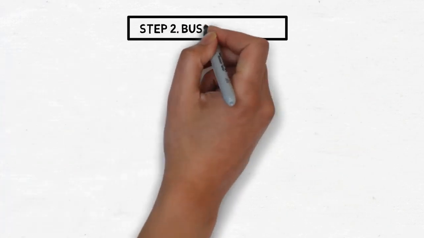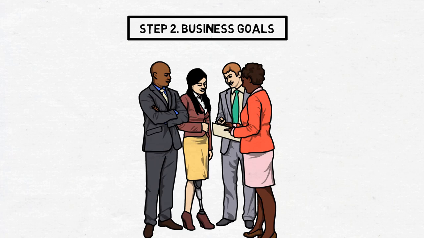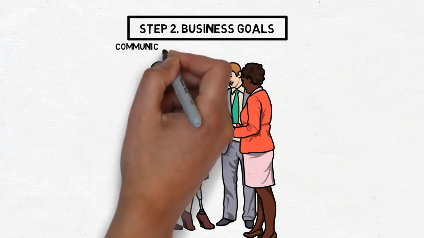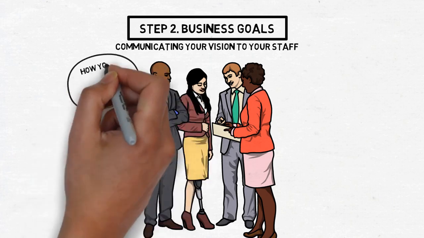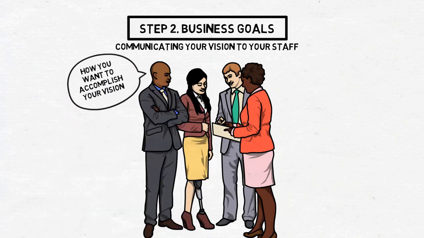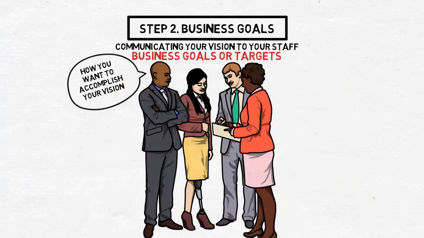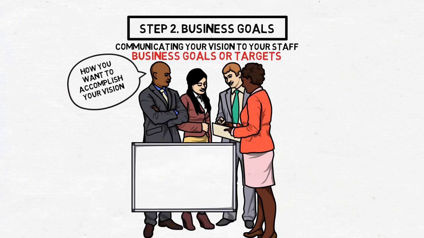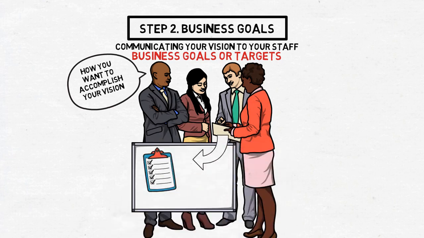Step 2. Business goals. It is the responsibility of the business owner to determine the direction for the company. You might call this important job communicating your vision to your staff. Your workers need to understand how you want to accomplish your vision. That's why you must take the time to create concrete business goals or targets for the year. Written goals help employees see how specific markers signify the company's success.